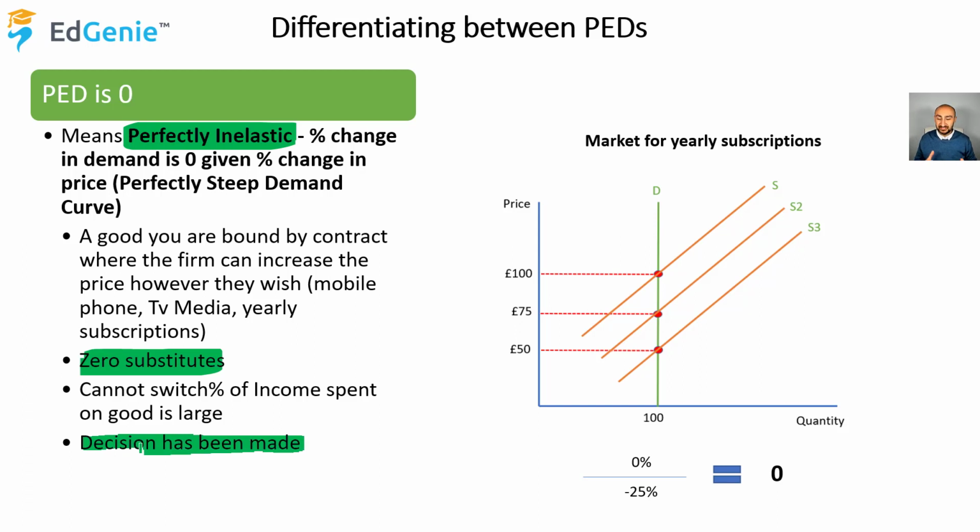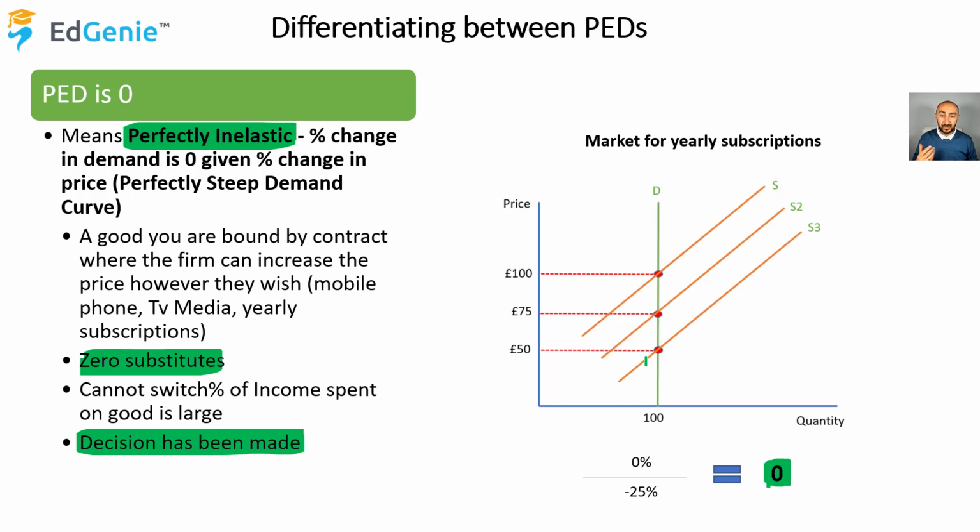So when the bank sends you that letter, or Virgin Media or Sky sends you that letter telling you that we are increasing our prices by 15% on June the 28th, and you've still got 1 year left on your contract, therefore price elasticity of demand will be zero. Okay, again remember, the percentage change in demand is zero given the percentage change in price. It's a perfectly steep demand curve. Okay, nice and easy.